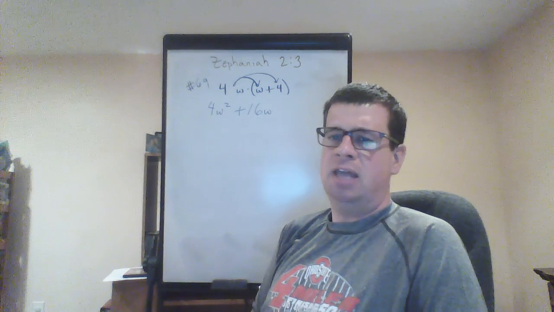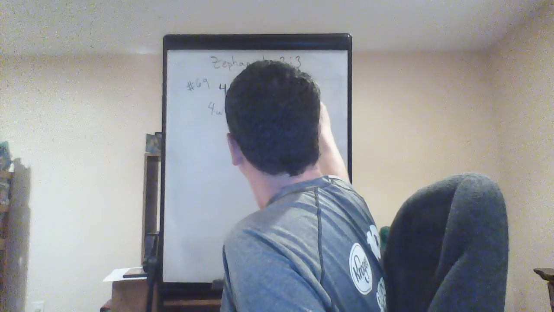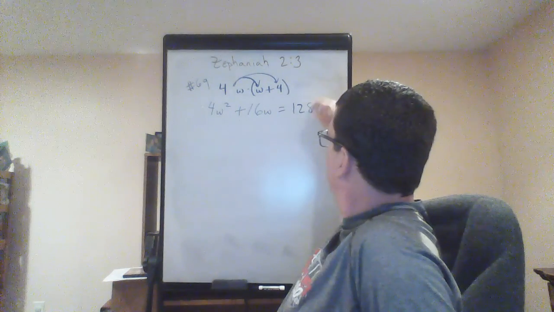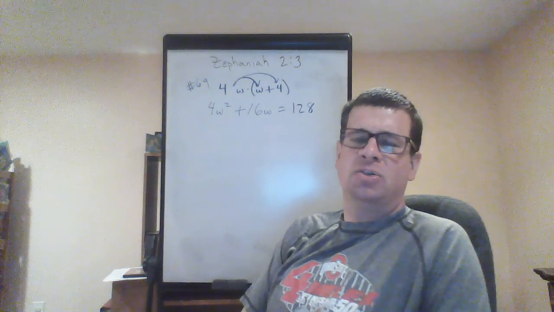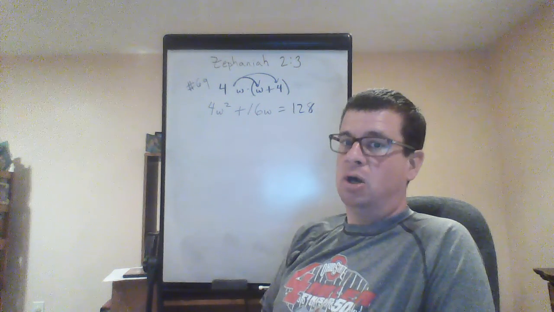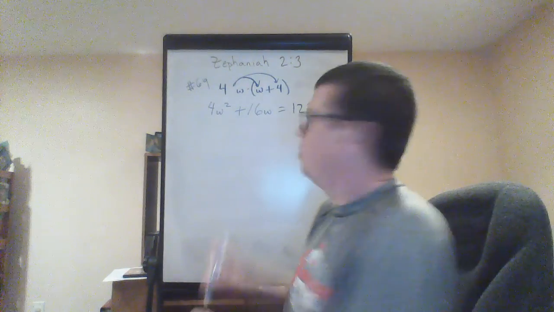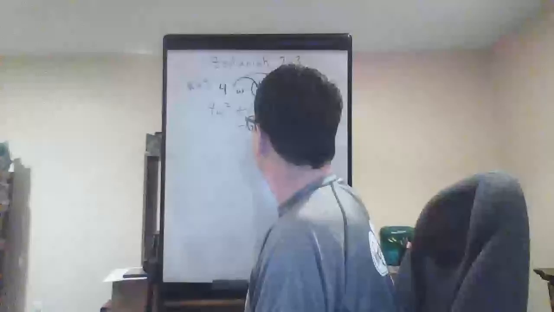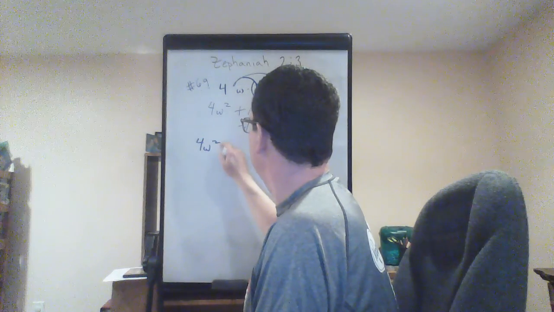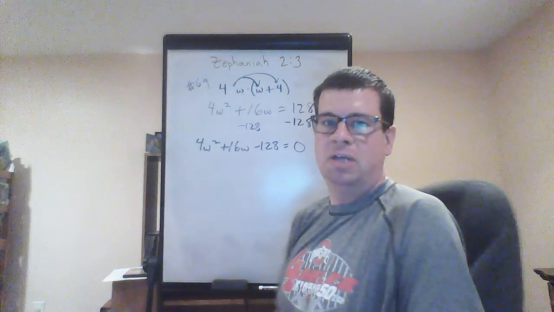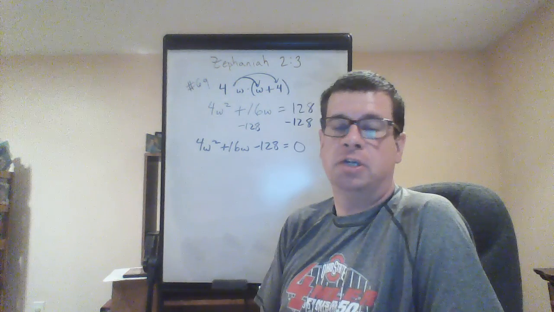Now part B says the volume of that birdhouse is 128 cubic inches. Give me the dimensions. So basically what they're asking you to do is solve this equation. Let's do that now. The first thing I want to do is get it equal to 0, so I'm going to subtract 128 from both sides. That gives me 4W squared plus 16W minus 128 equals 0. Now I want to solve this equation.